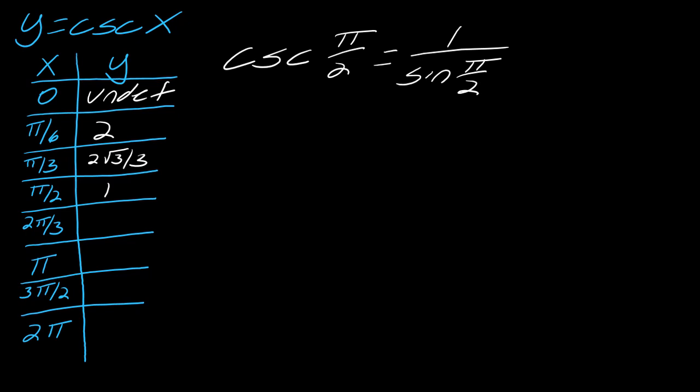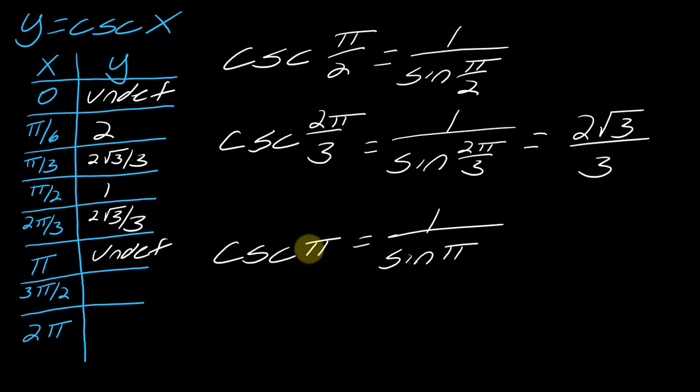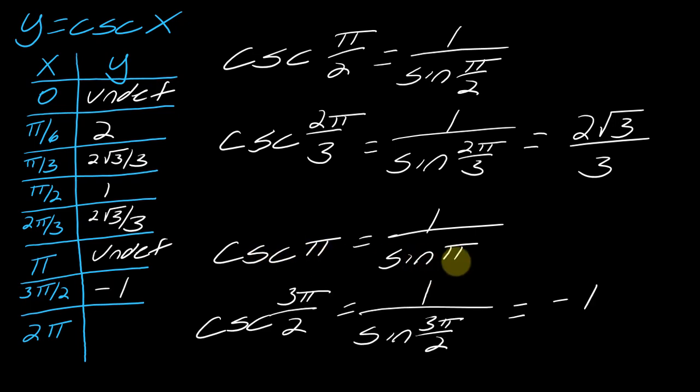I just chose some random points to plug in here. So if I plug in pi over 2, I'll get 1. If I plug in 2 pi over 3, I'm going to get, again, that 2 square root of 3 over 3. If I plug in pi, I get something undefined again. If I plug in 3 pi over 2, and so on and so forth. So I've got all my points here. I've just grabbed these random points to give you a sense of what the graph looks like.